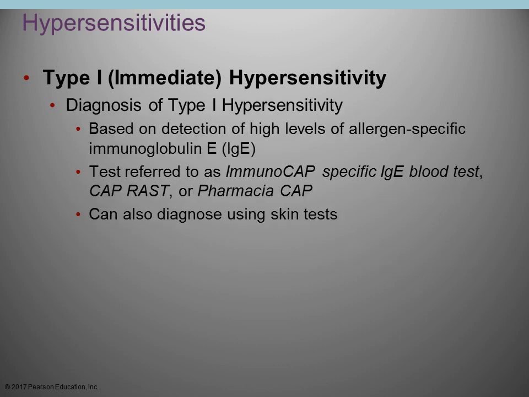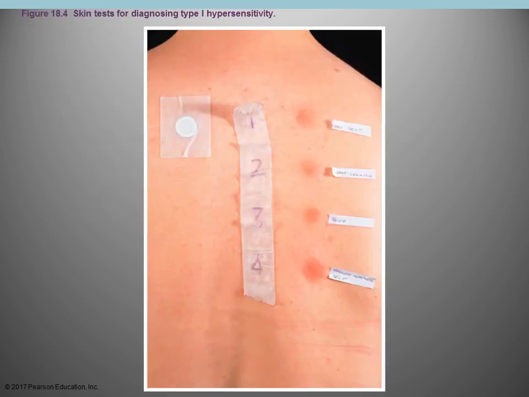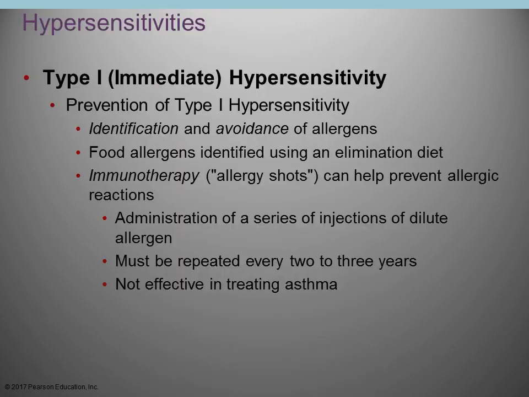Although those are probably the most common ones. How do you diagnose type 1 hypersensitivities? You can detect it by high levels of IgE immunoglobulins. You can do skin tests and see what the results are from. This is a picture of skin tests where you're looking at the level of response when the allergen is injected just beneath the surface of the skin.